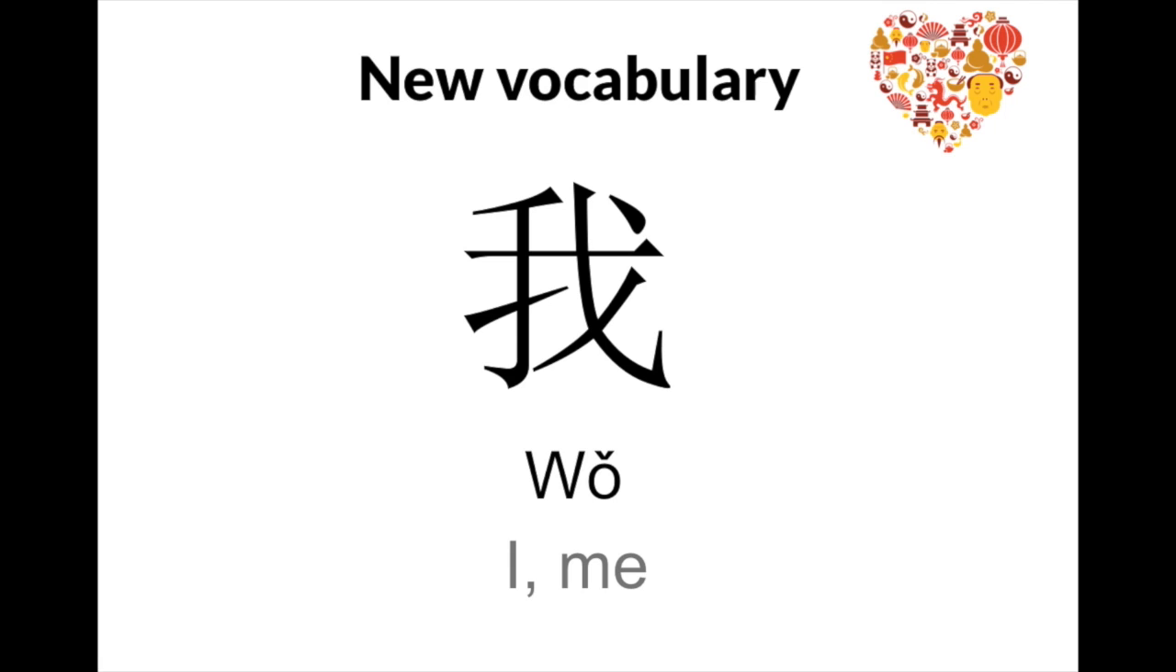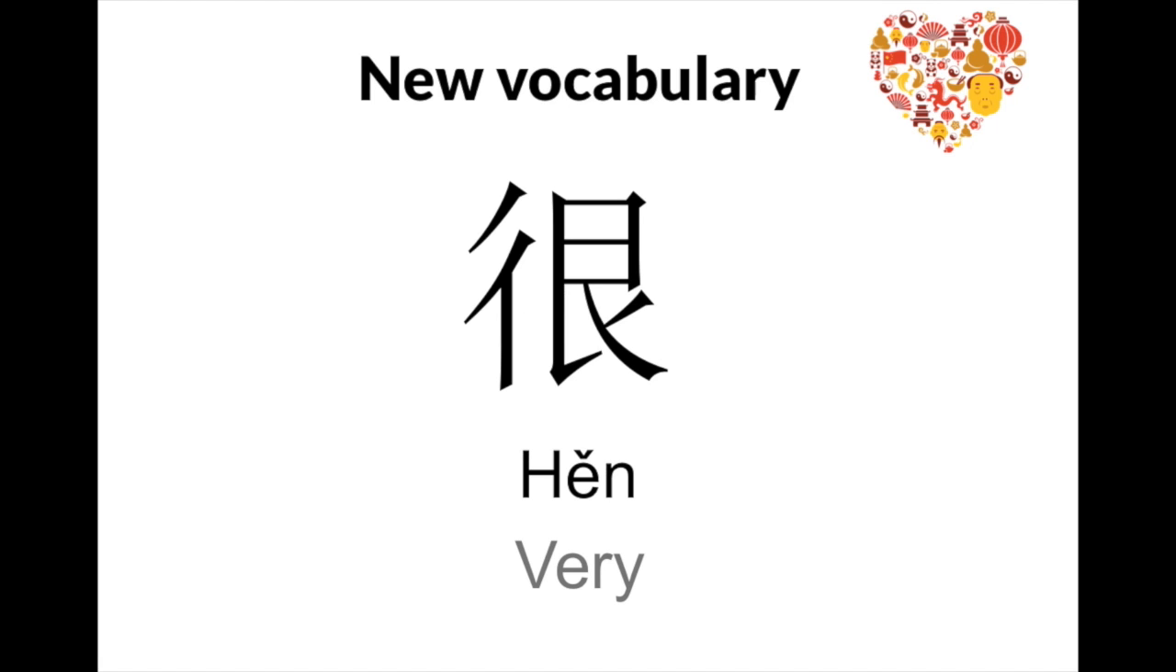我 means I or me. 我. 很, very. 很, tone 3. For example, if you want to say very good, you say 很好.